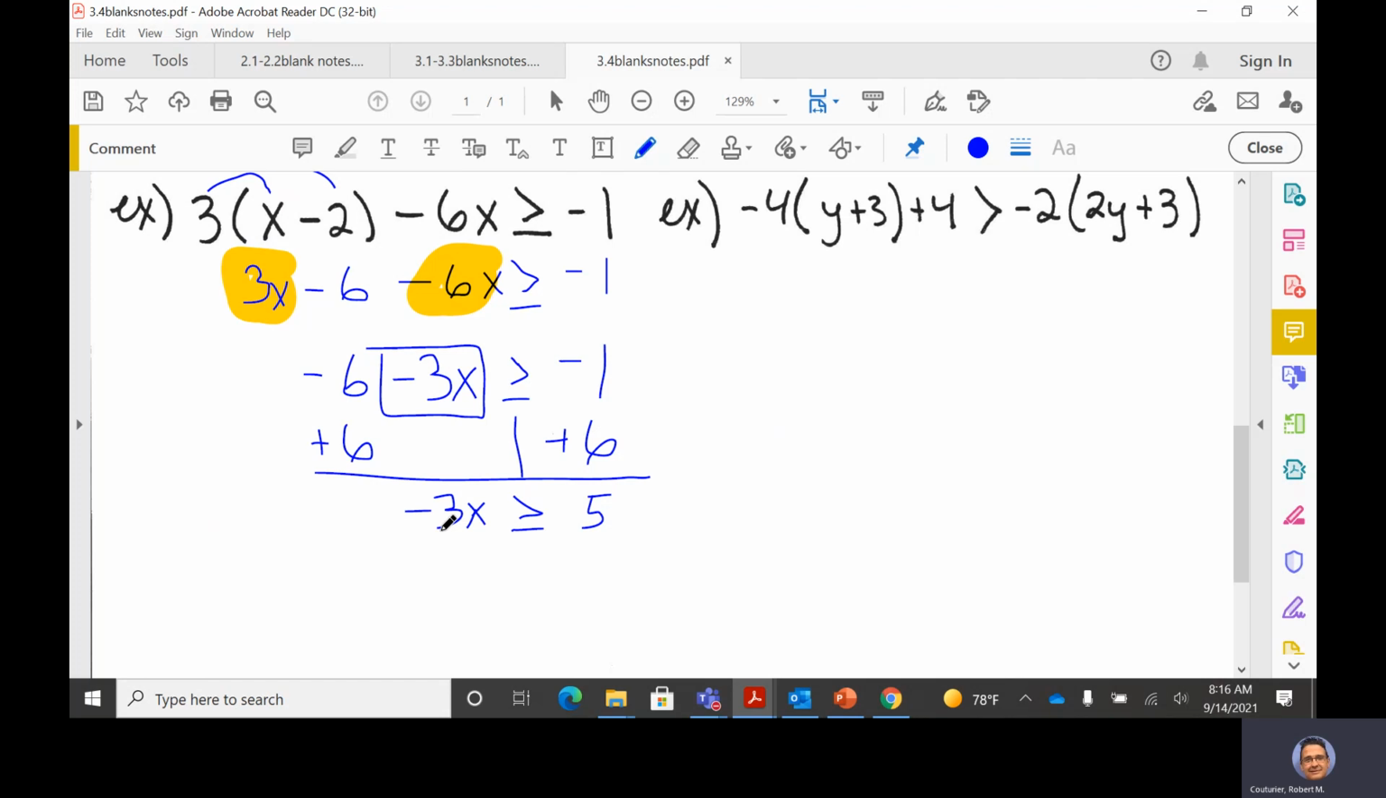Right, look, x is still not by itself. We have one more step to do here. -3 is being multiplied by x, so the opposite of multiplication is division by -3. And if we do it to one side, we have to do it to the other. Notice though, here's that star. Maybe it sent up your little flag. Uh-oh, something needs to be done. We divided by a negative. The sign has to flip. These will cancel.